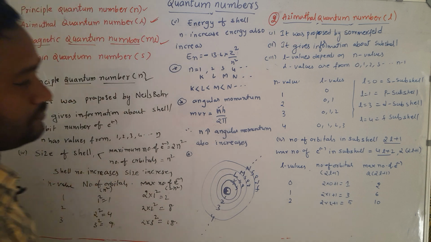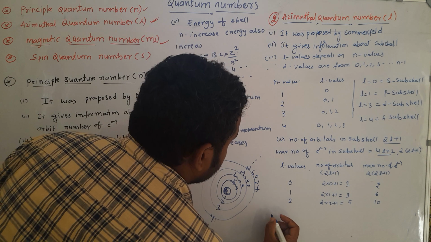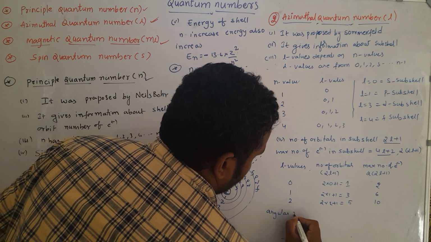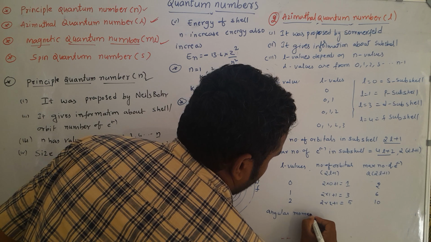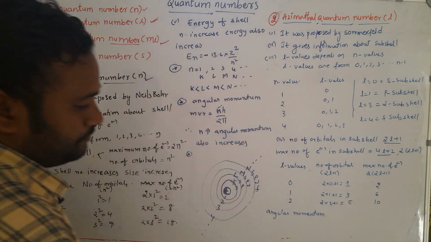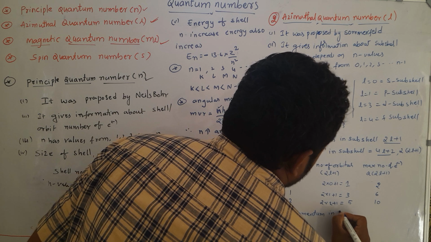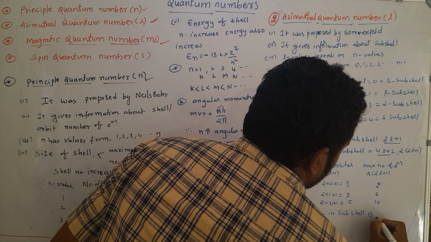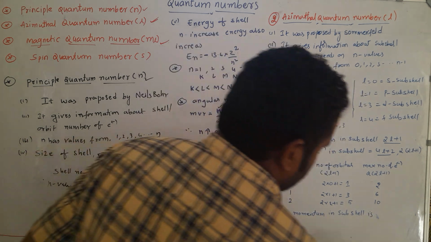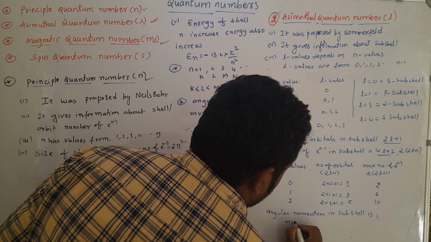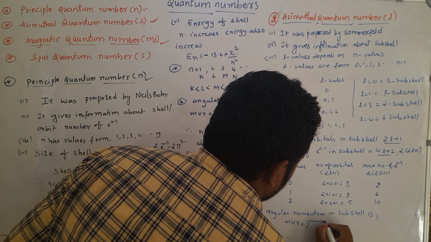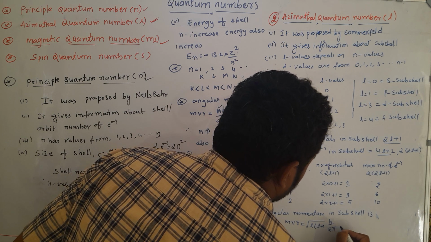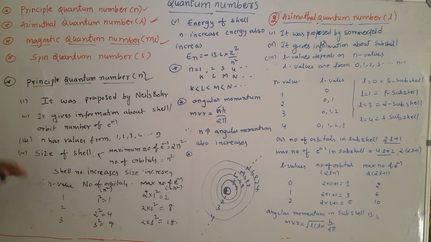Next, angular momentum in subshell. The angular momentum in a subshell is MVR, which is equal to square root of L into (L plus 1) times h by 2 pi. So this is the angular momentum in the subshell.